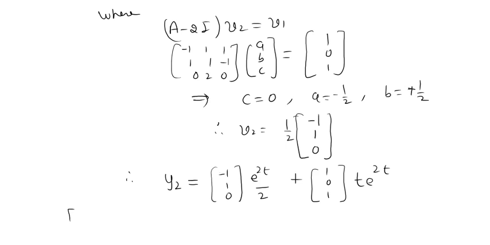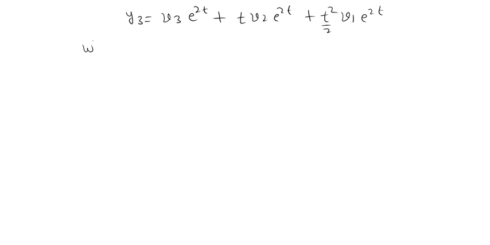And third, finally, the third solution will be of the form, in third you need to use v2. So third will be y3 equal to v3 e power 2t plus t v2 e power 2t plus t square by 2 v1 e power 2t.